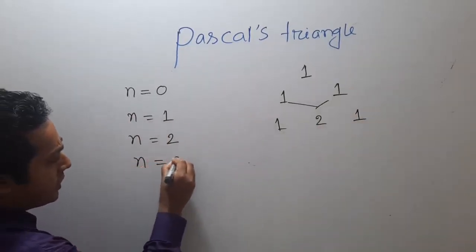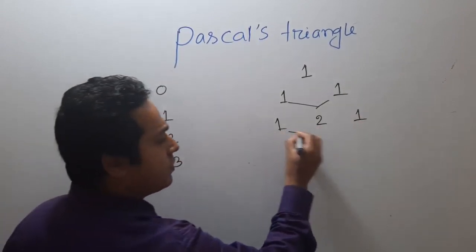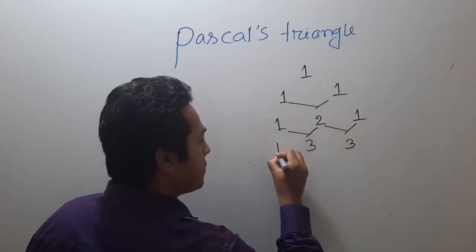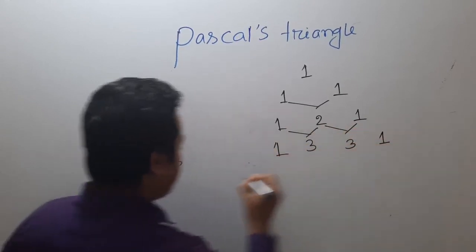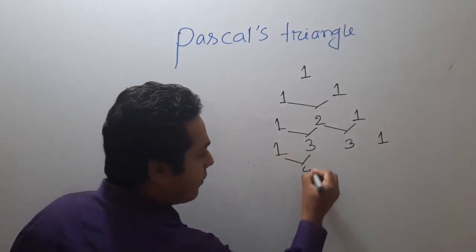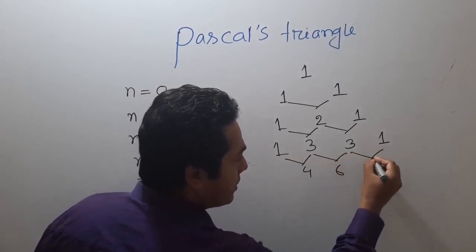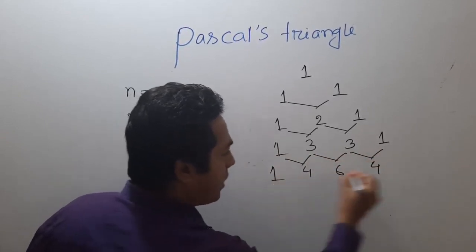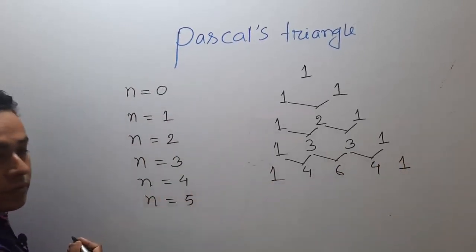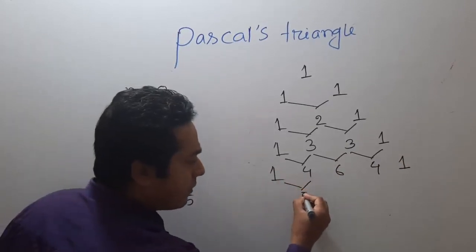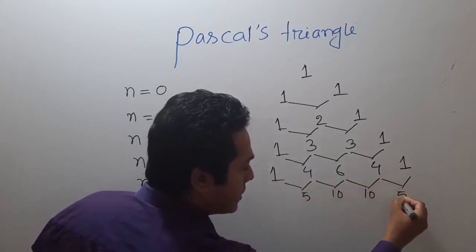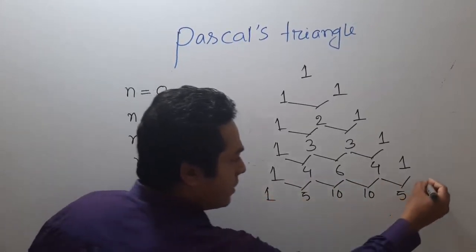If n is equal to 3, then the addition of 2 and 1 is 3, the addition of 1 and 2 is 3, and this is 1 and this is also 1. Now n is equal to 4: the addition gives 4, 6, 4, and this is 1 and this is also 1. Now n is equal to 5: then the additions give 5, 10, 10, 5, and this is 1 and this is 1.